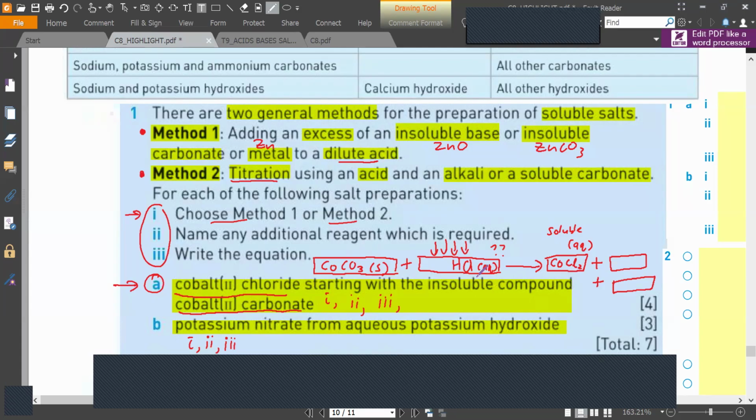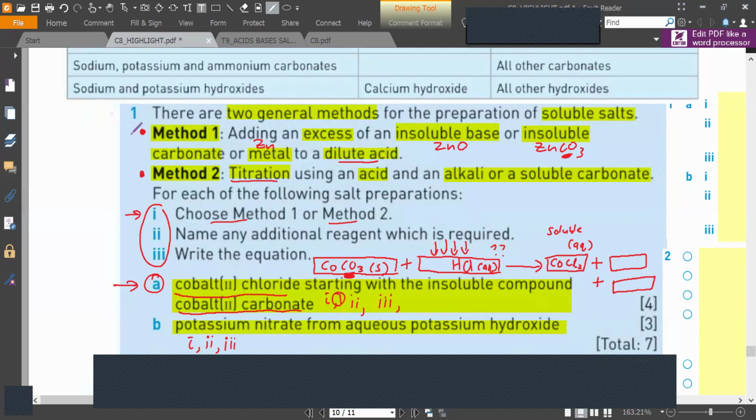Method 2. No, it should be method 1. Can you see? This one is cobalt carbonate, with carbonate here. So it should be method 1.